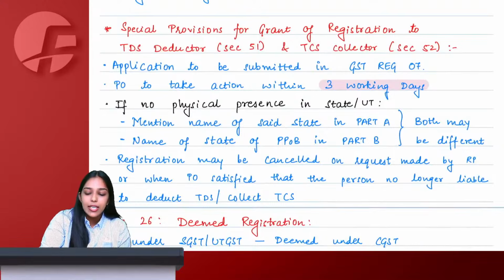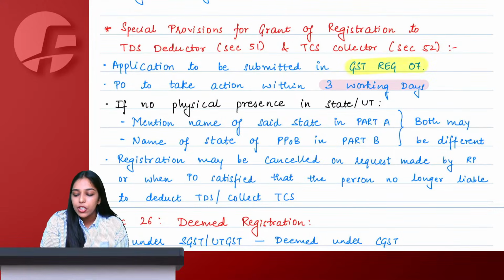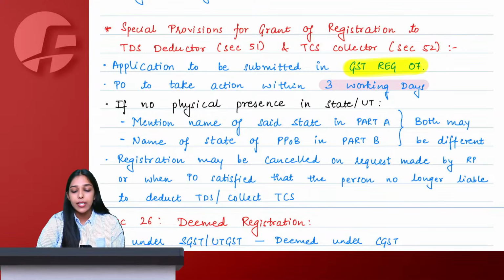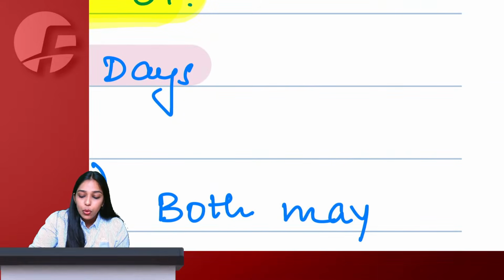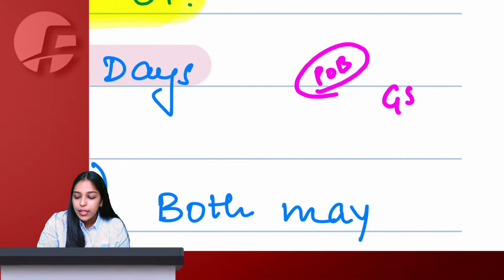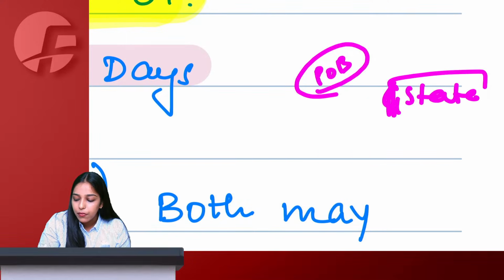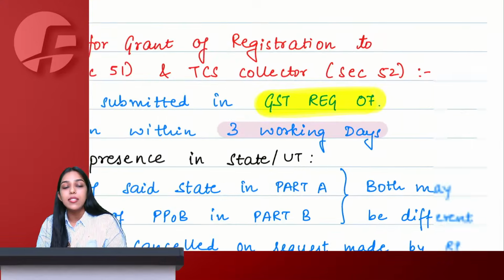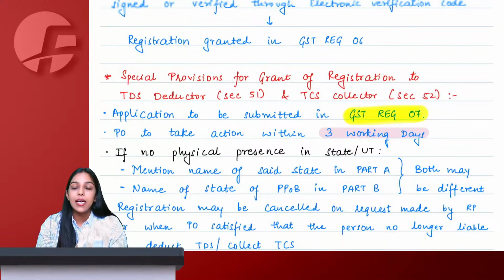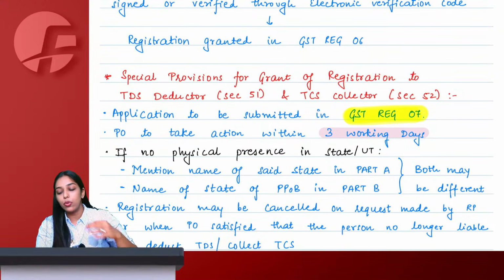Similarly, for TDS and TCS people, what happens? They have to make an application in REG 07. Now understand, TDS TCS people have liabilities in multiple states to take registration, but they do not actually have a physical place of business in all the states. Then what to do? Because we said while taking registration, I have to provide address proof. I need to have a place of business in a state to take registration. But TDS TCS people do business even without having physical places there, but they need to take registration. Then what to do? No problem.